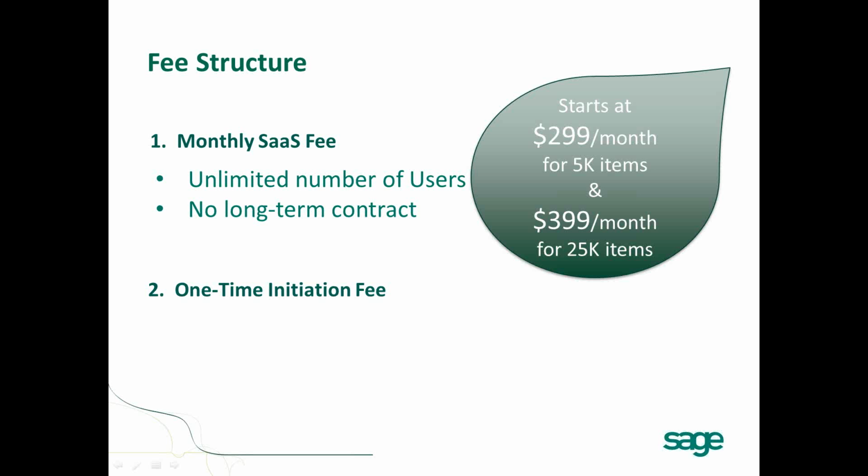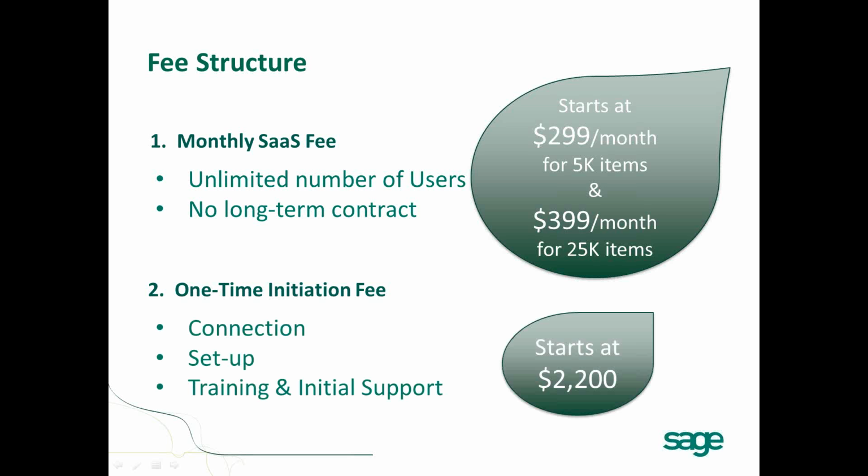There is a one-time initiation fee. This encompasses the connection, the installation of the program, the setup, which is how to make the software emulate your business environment. There is 4 or 5 hours worth of online training that you can register for on Sage University. That's included in the price. And then there's of course the ongoing support in order to answer any questions that you may have as you get to know the program and get more familiar with it. And that starts at $2,200. So those are the numbers we're talking about, and we'll go through that later.